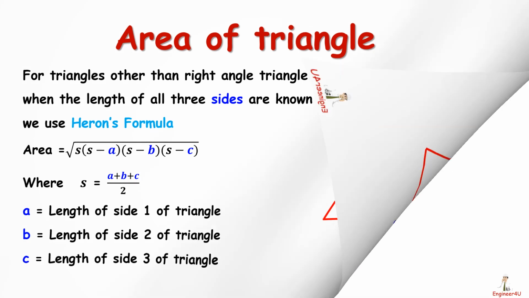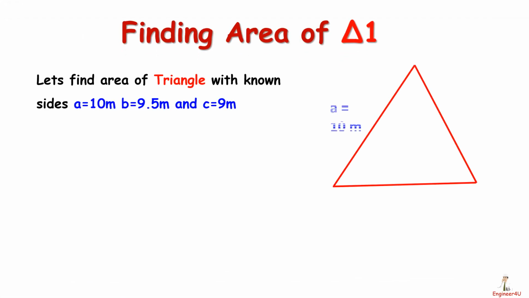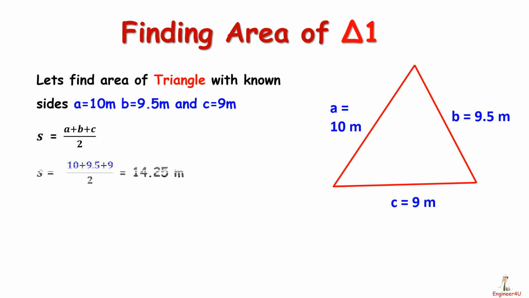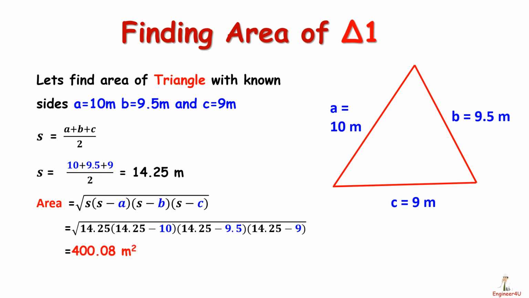For example, let's say we have a triangle with side A equals 10 meter, side B equals 9.5 meter and side C equals 9 meter. To calculate its area, first find value of S. That is equal to 10 plus 9.5 plus 9 whole divided by 2. So S is equal to 14.25. Putting values of sides A, B and C in Heron's formula, we get area of triangle is equal to 400.08 meter square.